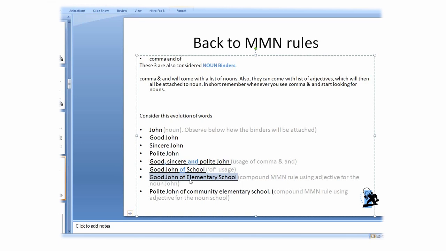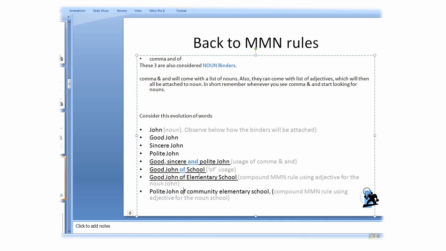So nothing else here, just using comma and of. See, you can see just to John how many details I can add. I can add that he is good, sincere and polite using comma and, or using of I can say that he is John of school, and to John I can add binders, and to school also I can add further binders. Now let me add another set of binders. Like John, I can say good John, polite John, of.